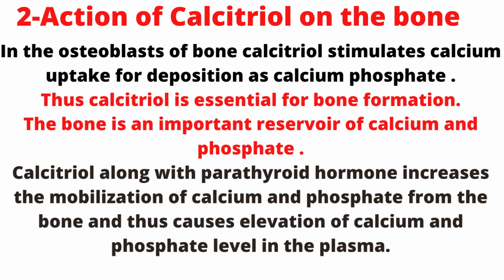Calcitriol, along with parathyroid hormone, increases the mobilization of calcium and phosphate from the bone and thus causes elevation of calcium and phosphate level in the plasma. So it means that vitamin D is very necessary for stronger bones and muscles. Without vitamin D, our bodies cannot effectively absorb calcium, which is essential to good bone health.